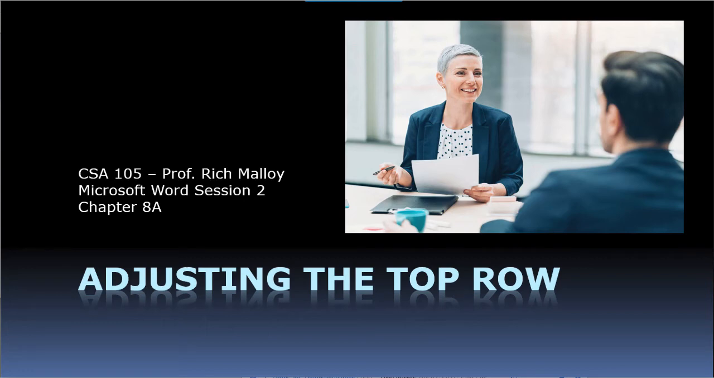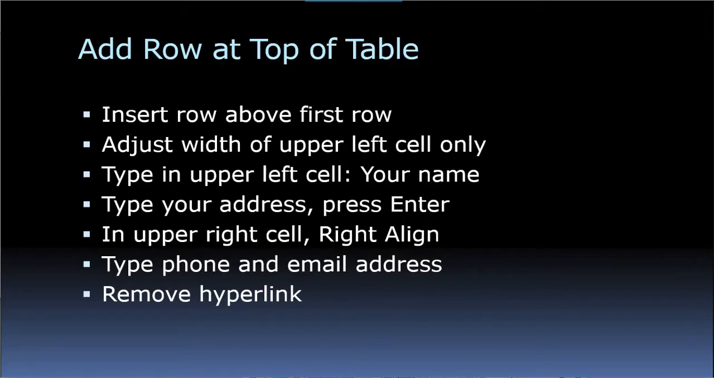In this video, we're going to adjust the most important part of our resume, the top row. First, we're going to insert a row above the first row of the table. Then we'll adjust the width of the upper left cell so it's a little bigger than it would normally be. And we'll put some text in there, the name and address. And on the right side, we'll put in the phone and the email address.